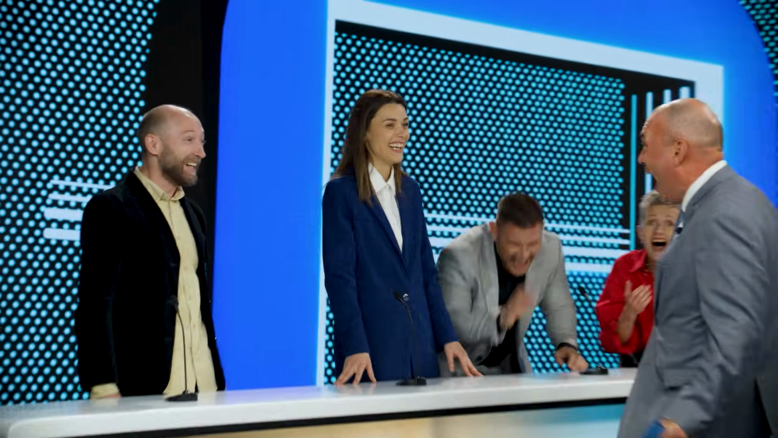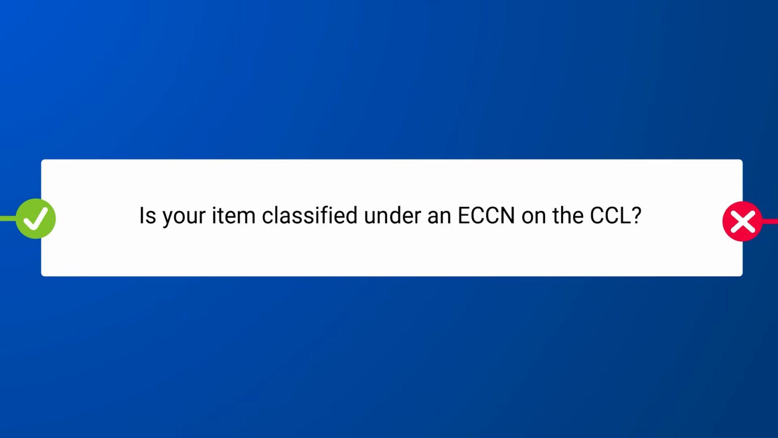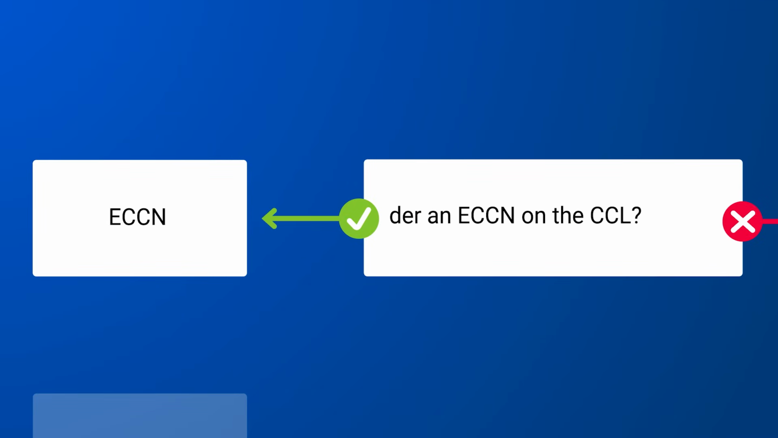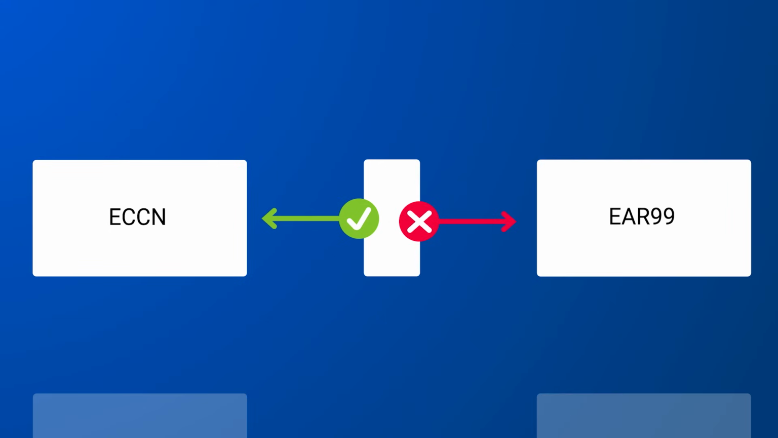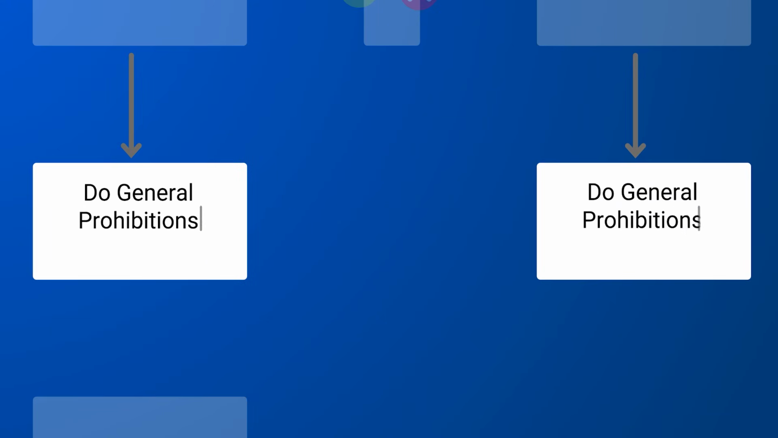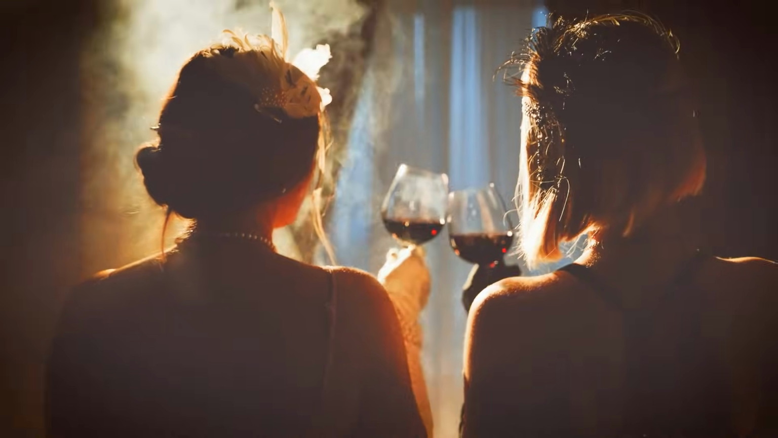I've successfully classified my item, but what do I do now? Once I've answered the question in the decision tree, we move on. You guessed it, to the next step in the decision tree. And this one's the same whether my product is classified under an ECCN or under EAR99. Do general prohibitions 4 to 10 apply? Who or what is hidden behind the general prohibitions, and why the US, even in the 21st century, still relies on prohibition, is what you will find out in the next video.